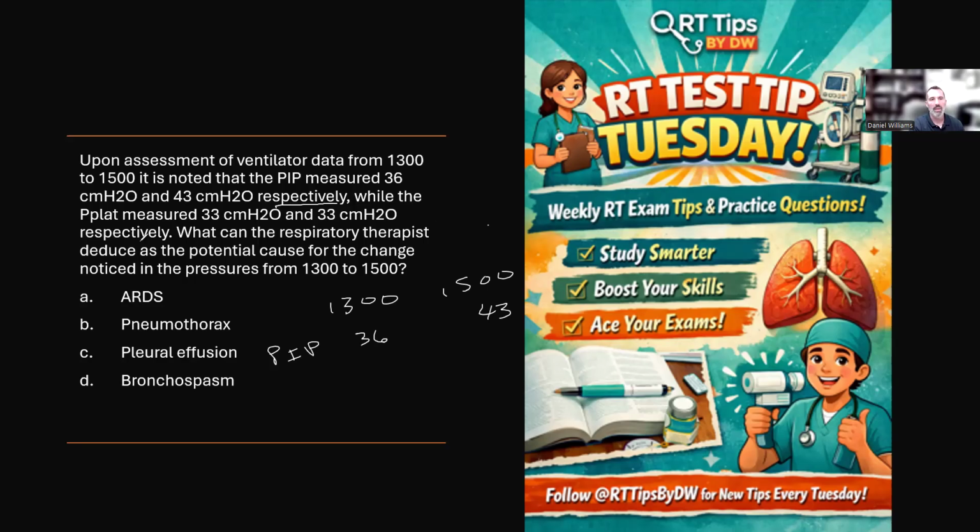So it says while the P plat, that is our plateau pressure. If I have our P plat written down here, it tells us that it measured 33 and 33 respectively. So at 1300, that pressure was 33 centimeters of water pressure, and at 1500, 33 centimeters of water pressure. So this says here, what can the respiratory therapist deduce as the potential cause for the change noticed in the pressures from 1300 to 1500? So what can we make essentially of that data that was provided?